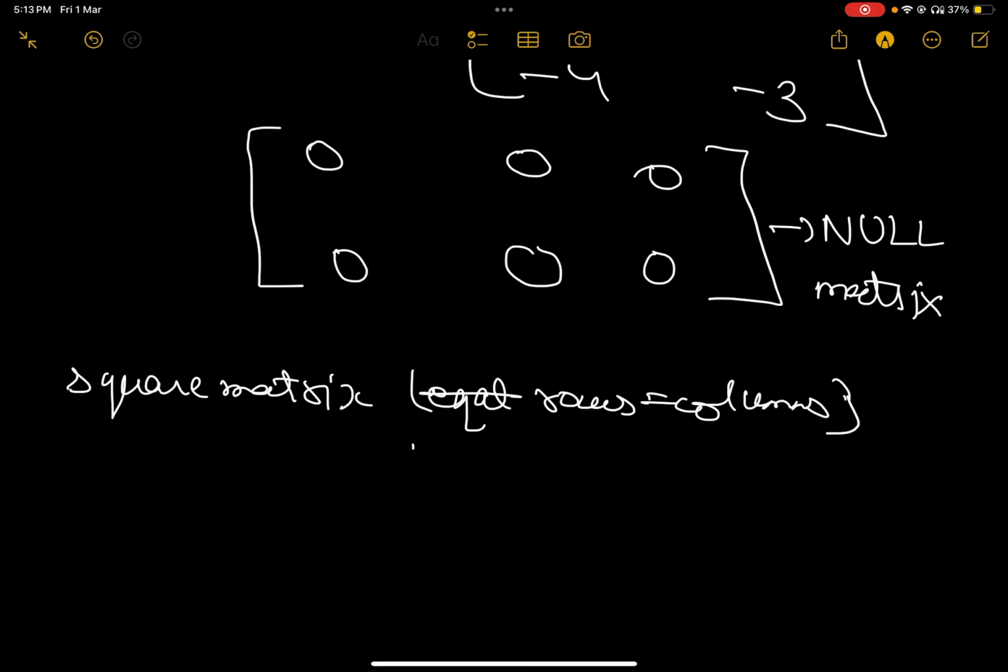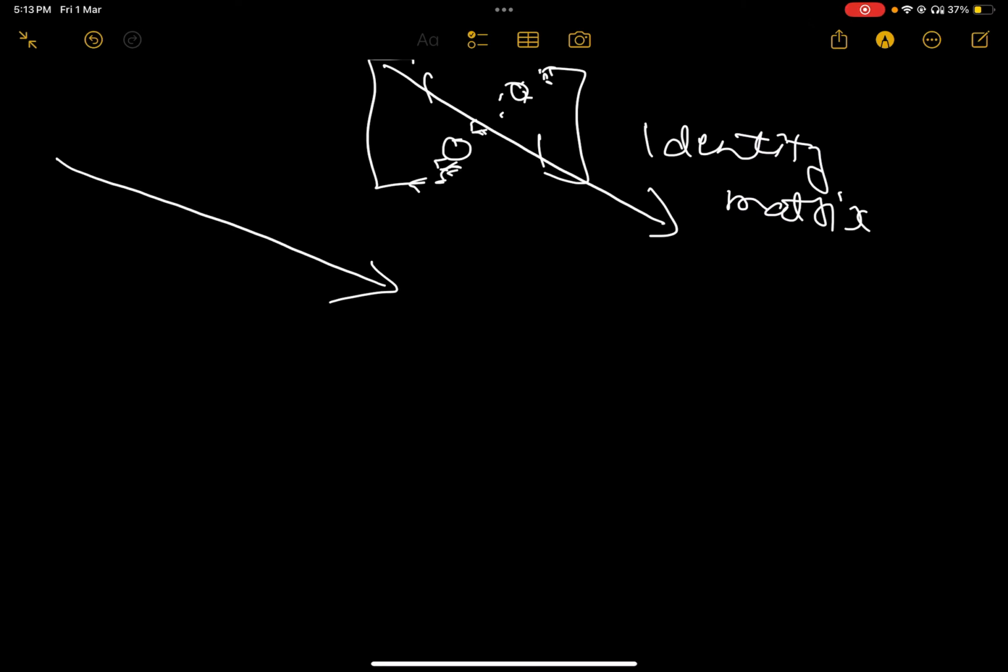And this is not the diagonal of the matrix according to the definition of mathematics. The diagonal runs this way only in mathematics. So 1, 1, 1, 0, 0, 0, 0, 0, 0.